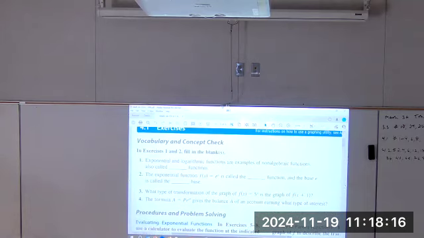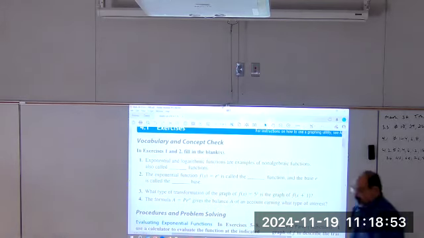Exponential and logarithmic functions are examples of non-algebraic functions, also called blank functions. So the exponential function f of x equals e to the x is called the blank function, and the base e is called the blank base. What type of transformation of the graph of f of x equals 5 to the x is the graph of f of x plus 1? And the formula A equals P times e to the rt power gives a balance A of an account earning what type of interest? Now, the only one there that I know you should be able to do right now is number 3, because we did that in chapter 1.